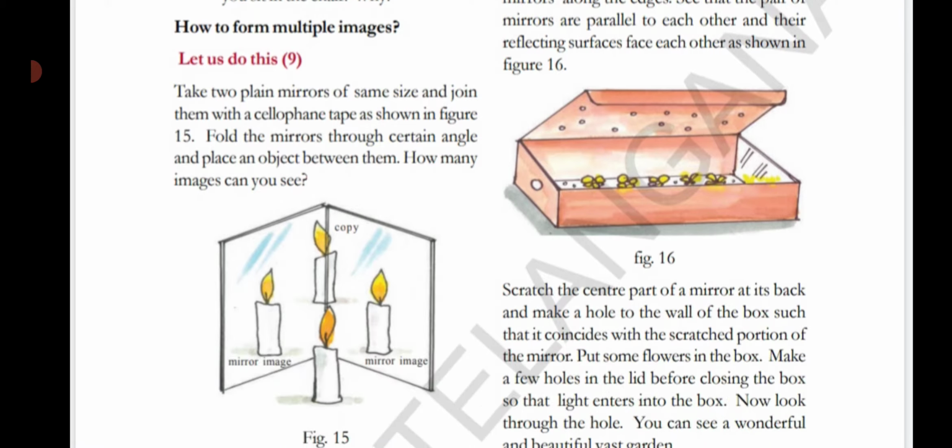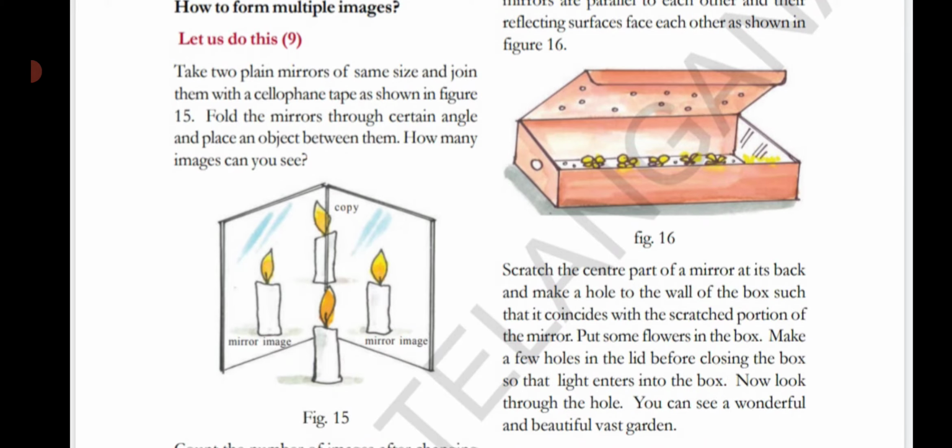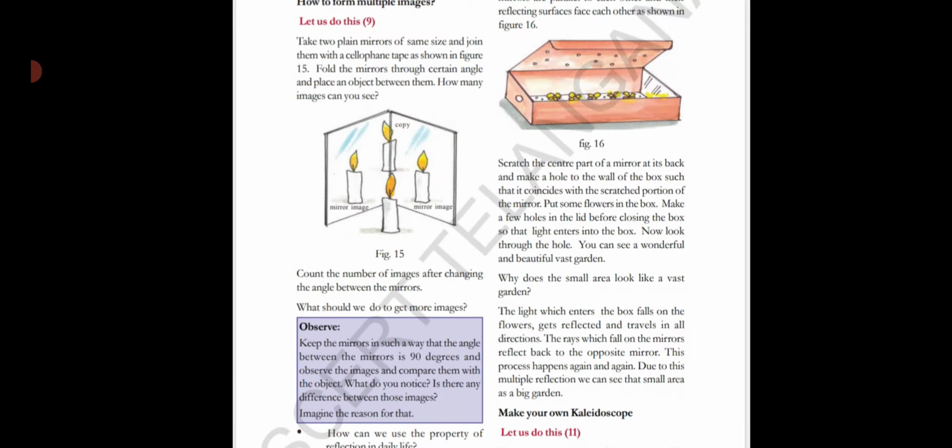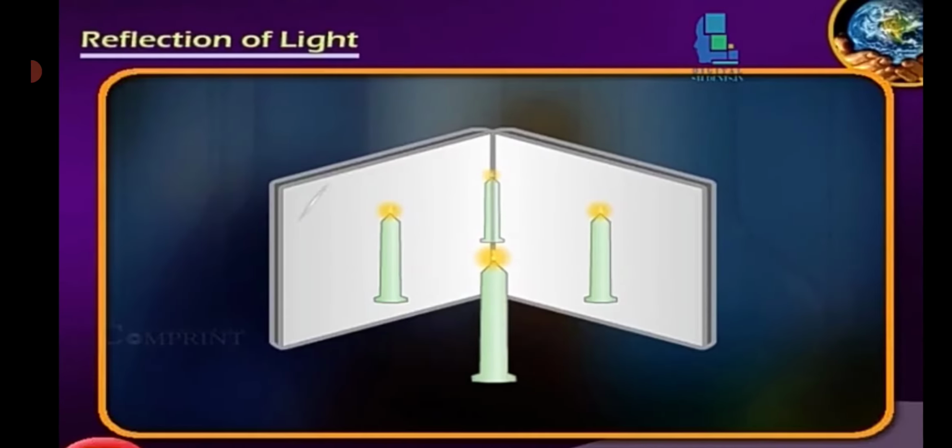Now let's go with another activity here. Take two plain mirrors of the same size and join them with cellophane tape as shown in figure 50. Fold the mirrors through a certain angle and place an object between them. How many images can you see? You could see the picture also, children. Count the number of images after changing the angle between the mirrors. Let's do this activity. See.